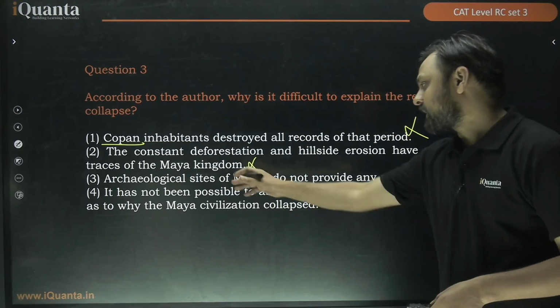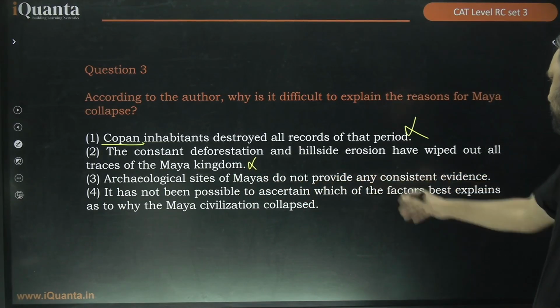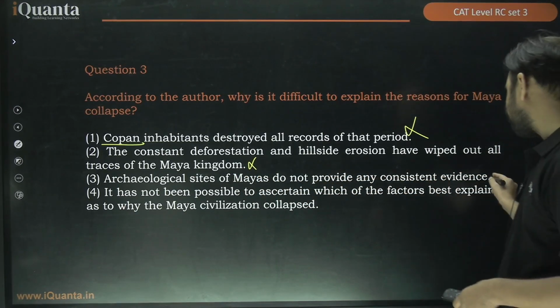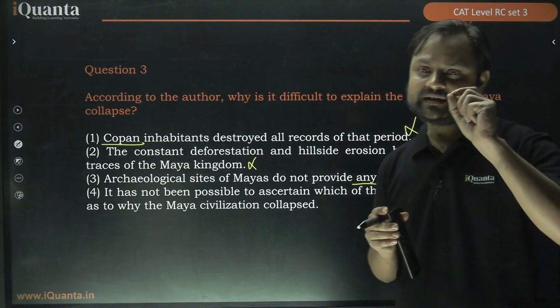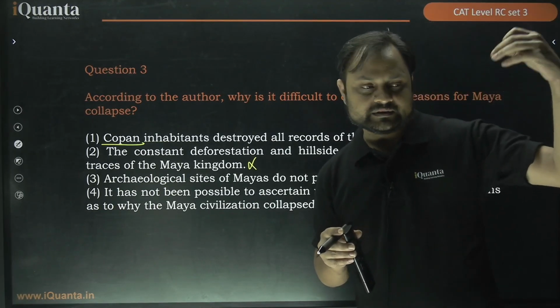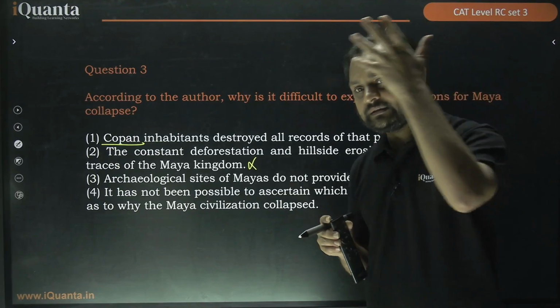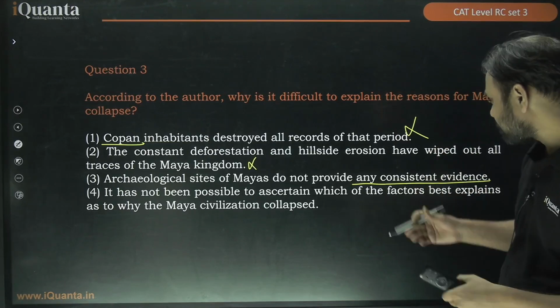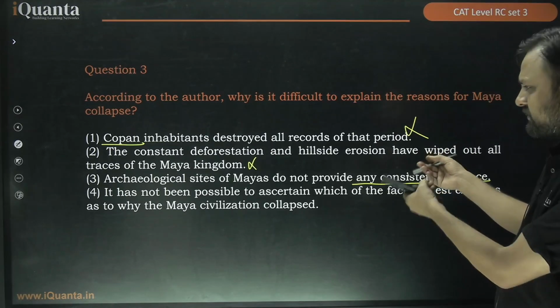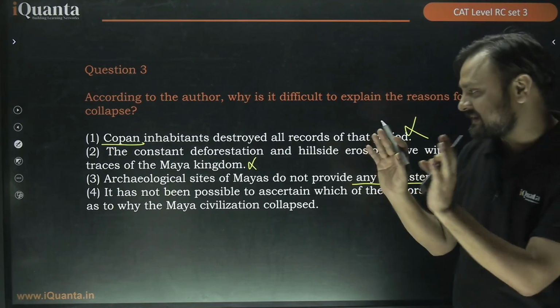And C says that archaeological sites of Mayas do not provide any consistent evidence. Yeah, it is kind of likely, it looks to be true that the evidence is actually not consistent. For different sites, some other reason is more prevalent, and at some other site, another reason is prominent. It looks like you can go with this, but let us read the fourth one.